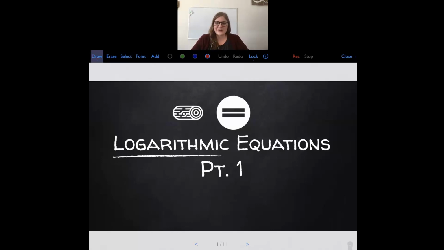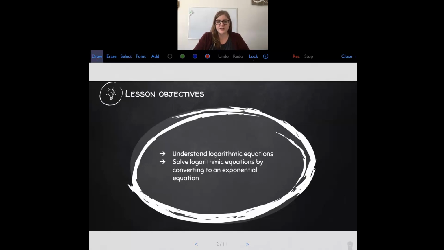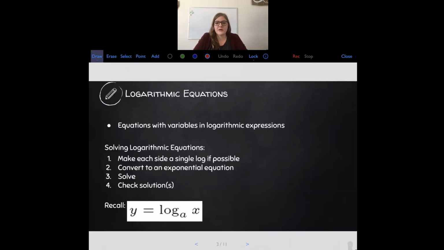In this lesson, we are going to go over logarithmic equations. Specifically, here we'll understand logarithmic equations, and we'll solve logarithmic equations by converting them to an exponential equation. So first, logarithmic equations are equations with variables in the logarithmic expressions, so inside of the logarithm.